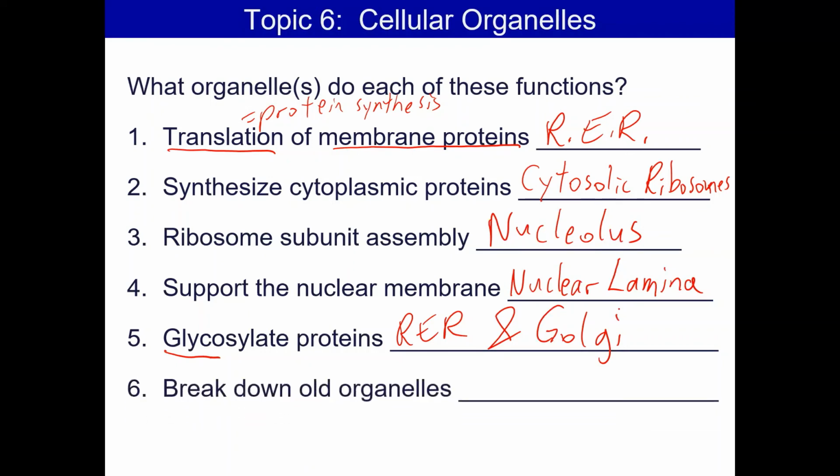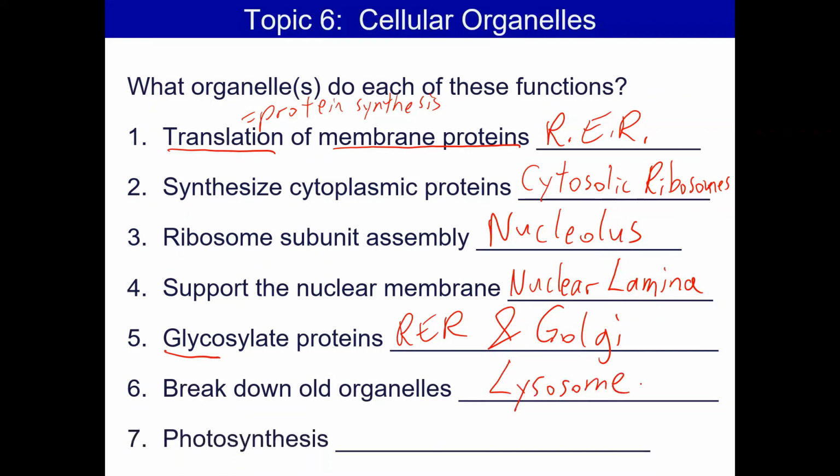Number 6, break down old organelles. We haven't talked about that one yet, but I'll give you the answer anyway. That's a lysosome. So lysosome is kind of like a digestive compartment, kind of like a cellular stomach. Number 7, photosynthesis. We haven't talked about that yet, but I'm hoping everybody knows the answer to that, which is chloroplasts. Yay, photosynthesis. We use a little bit of that and some sun right now.